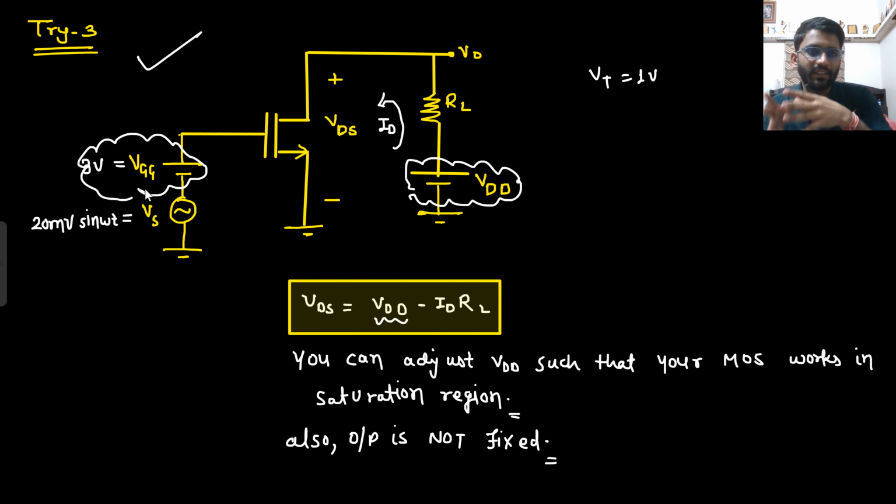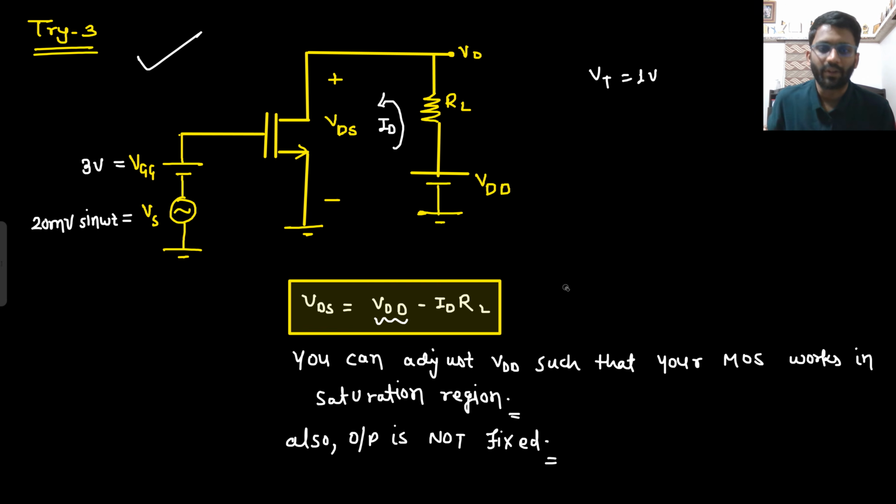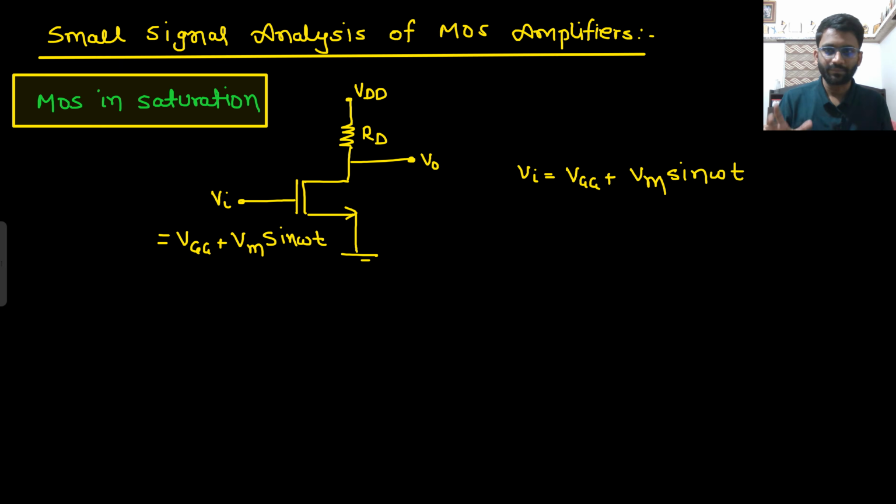So again, this biasing has some issue, but for now, let's just accept it. When we study deep analysis of common gate and common source amplifier, we will see that biasing technique. But for now, let's just accept this biasing technique. Well and good. So this biasing technique is accepted for now. So we have biased the MOSFET. Now we are going to do the small signal analysis of the MOSFET amplifier. Basically, now we are going to study the small signal analysis of MOS amplifiers.